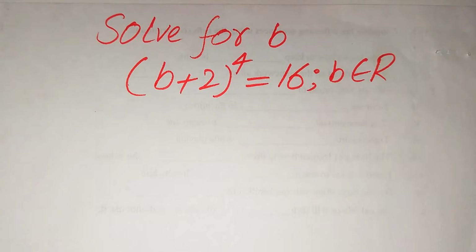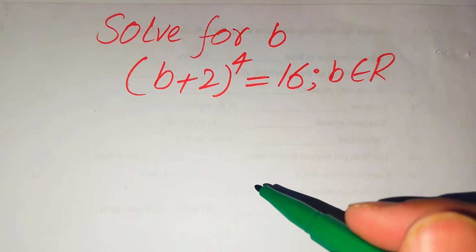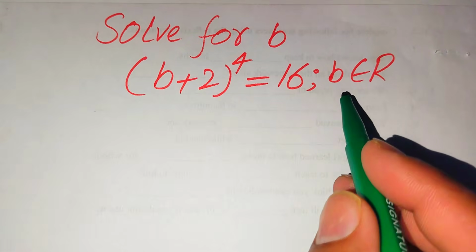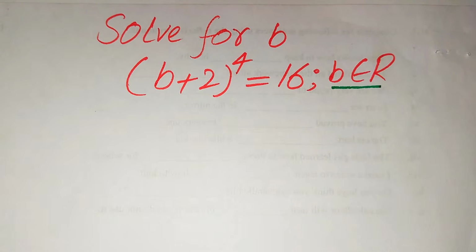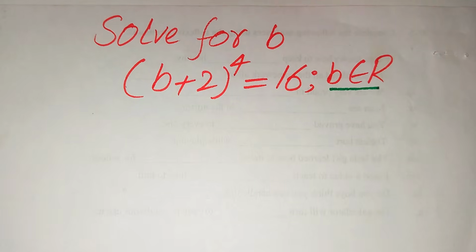So here we have (b+2)^4 = 16, and we solve this problem for all the values of b. But remember one thing: b must belong to R. This means that we solve this problem for only real values of b.